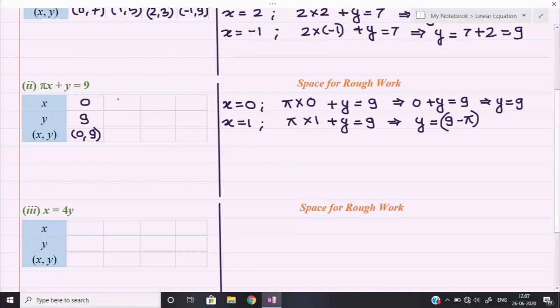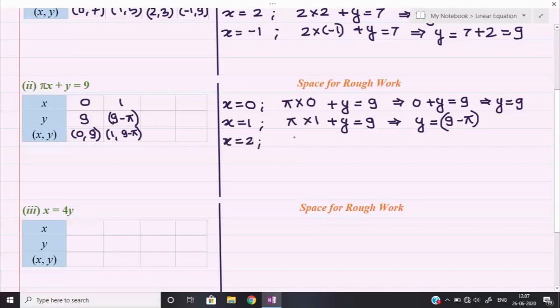So here I can say that the value of x is 1, then the value of y will be equal to 9 minus pi. So what can be the solution if I write it down here? It will be a little congested now: (1, 9 minus pi). Okay, so now let us see the third solution. For the third solution, I will take x equal to 2 here, as I have taken last time.